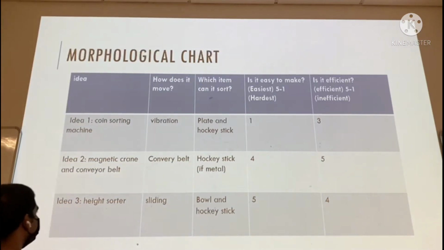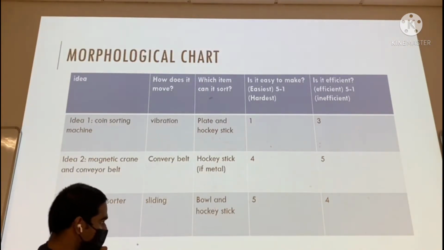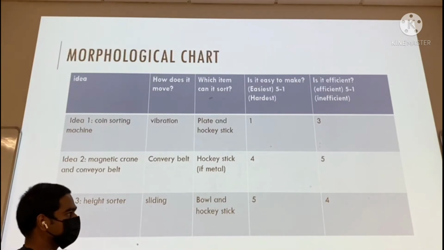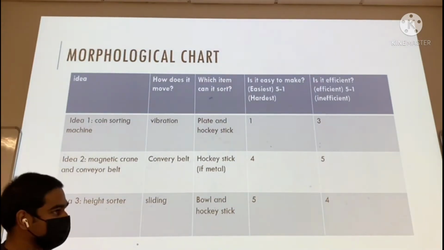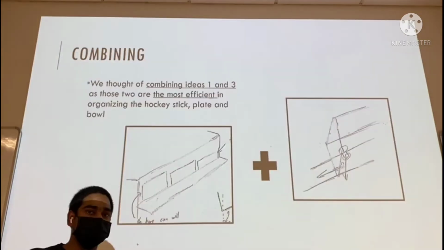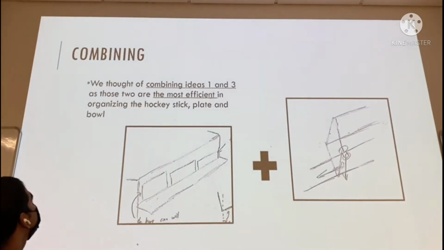So the third idea was a height sorter machine. As for my idea, as I said, it's a sliding one. But the problem was that in the kit we were given, the plates and the spoons were kind of the same height, so they would go together. So we had to create a different idea to use the kit. The first and the third idea we combined together and created this machine.